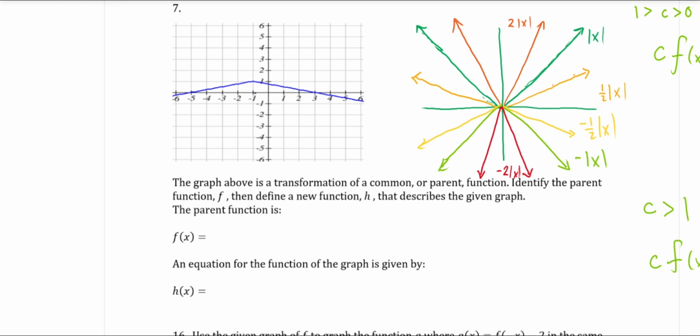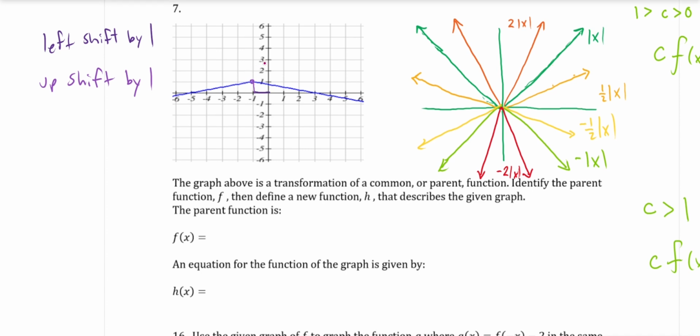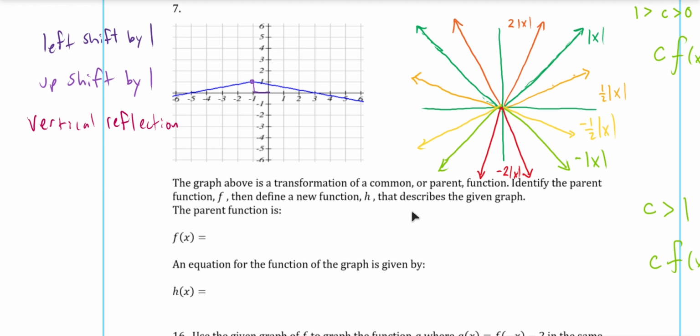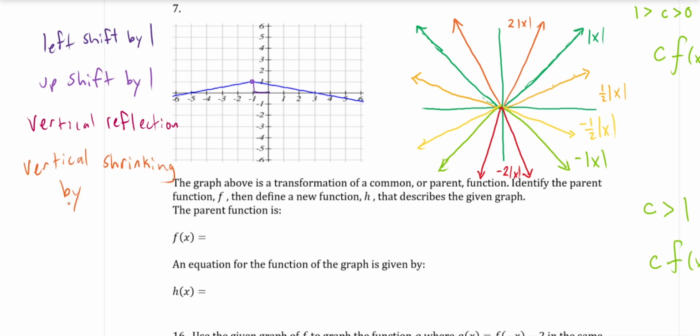So let's start to keep track of the transformations that have gone on here. We've gone to the left by 1. We've gone up by 1, from our landmark corner at the origin to this new location of the corner. We can also notice that it's been reflected and that it has been compressed or shrunk by a certain factor. To figure out what factor it's been shrunk by, we should take a look at the original graph. The parent function absolute value of x has a slope of 1 on the right-hand side and a slope of minus 1 over here on the left.